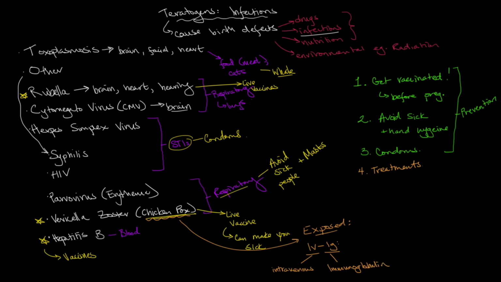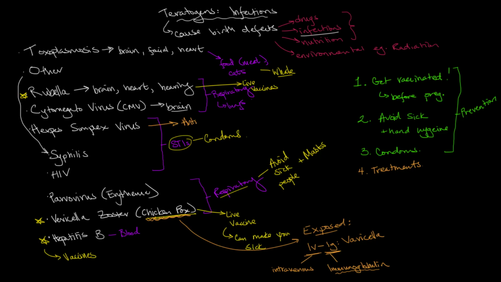So if you remember back to our intro to immunology and antibody lectures, immunoglobulins are antibodies, and these can help protect from developing the illness in the first place. So this only really works with varicella. So if a mother has never gotten chickenpox before and she's exposed, she can go to the hospital to get IVIG.